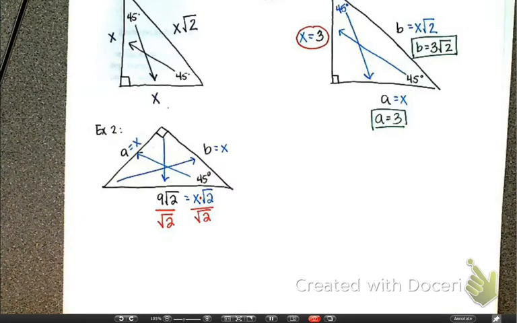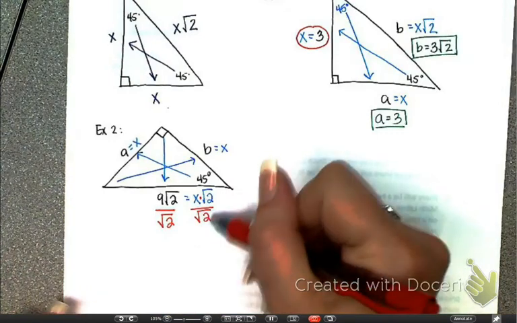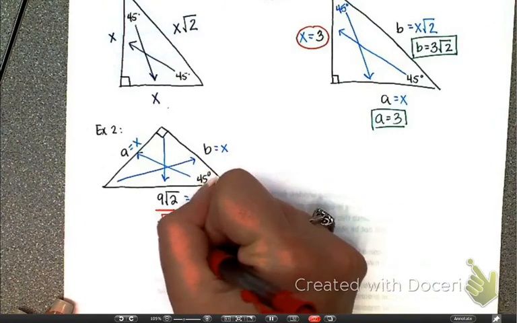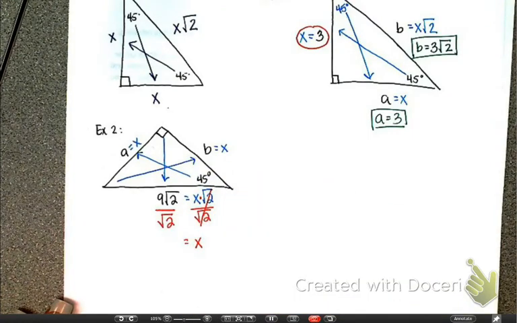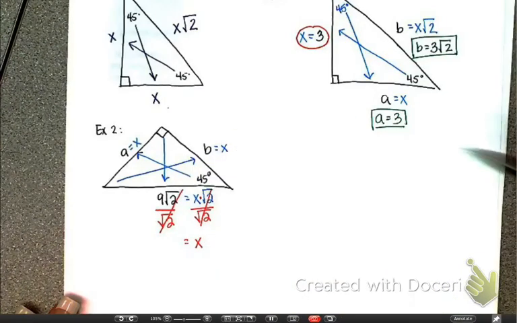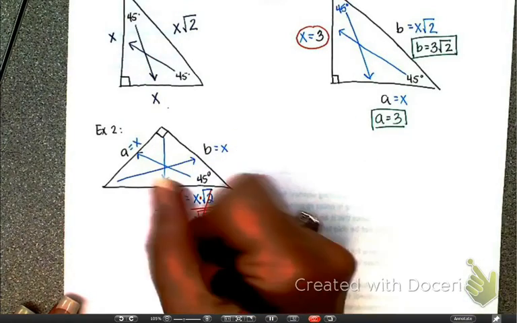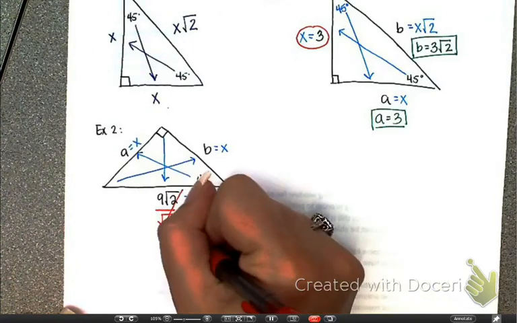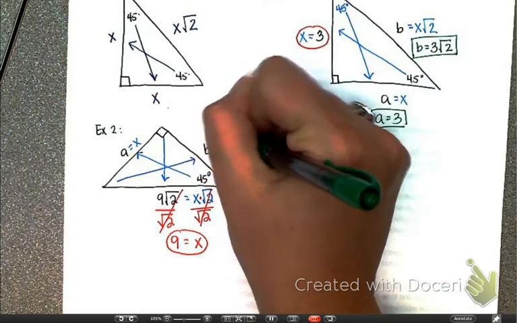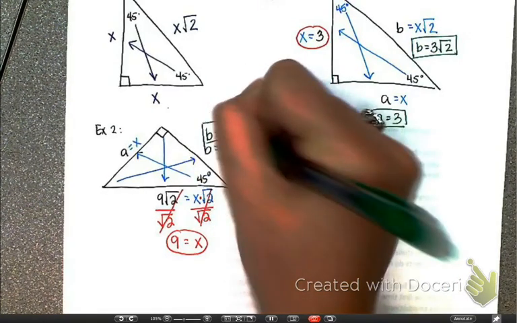I like those aha moments. Okay, so what happens on the right-hand side? Those cancel, leaving you with x. What about on the left-hand side? Does anything happen here? Do those cancel again? What does that leave me with? 9. So now we know what x is. What's step 3? Plug in x. What does b equal? 9. What does a equal? 9.